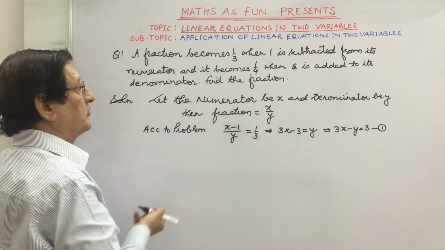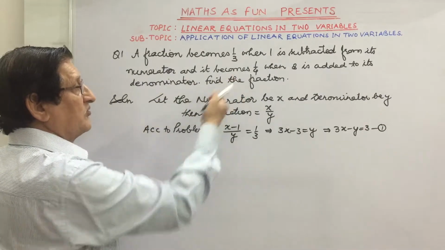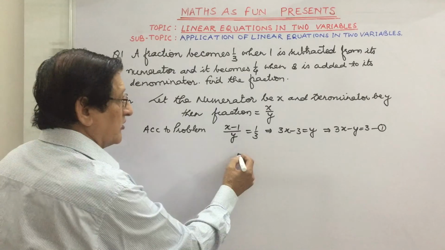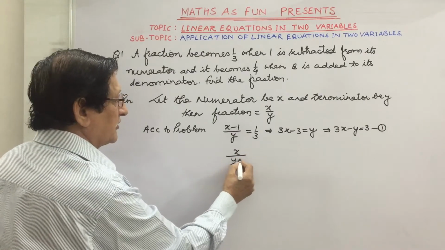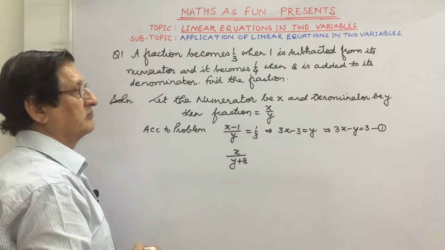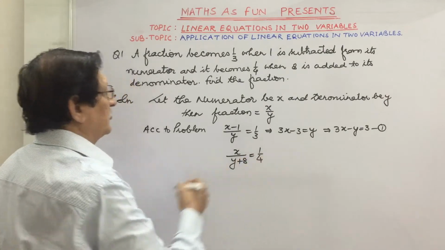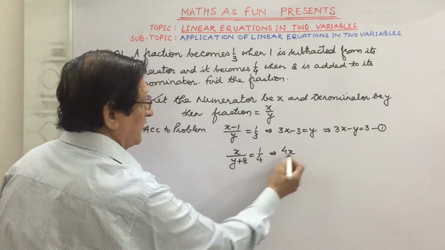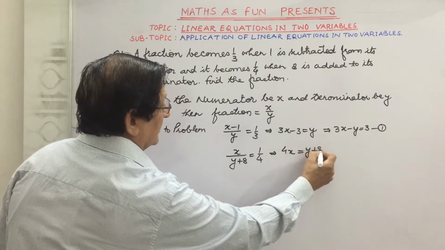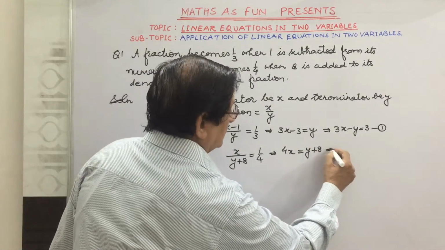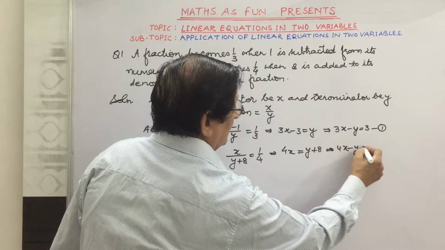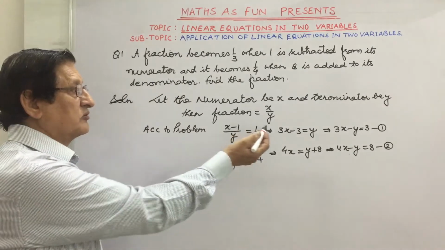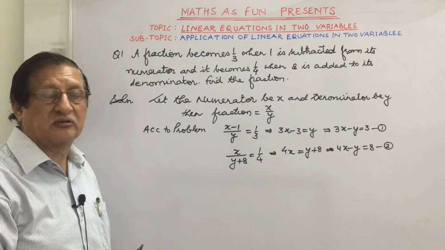Now we go for the second condition. It is given it becomes 1 upon 4 when 8 is added to its denominator. It means the numerator remains x and the denominator becomes y plus 8, and that becomes 1 upon 4. Now if we cross multiply, this gives 4x equal to y plus 8. And if we transpose, we get 4x minus y equal to 8. This becomes equation number 2. Now we have to find the solution of them, the values of x and y, and then the fraction.